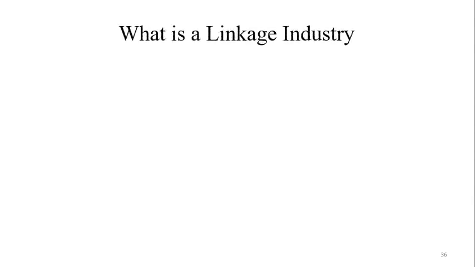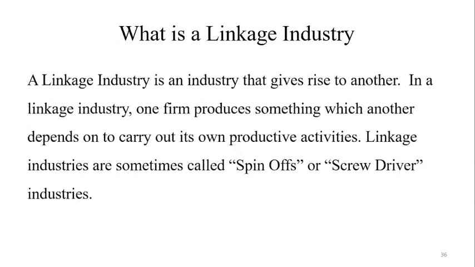And then we move on to another type of industry, which is what is called a linkage industry. From the word linkage, you're supposed to know that we're talking about a link, so a connection. And the word industry simply means business. So if you can look at the name and tell what this is talking about, linkage industry, it's basically businesses that are connected or linked to each other. Very good. So a linkage industry is an industry that gives rise to another. In a linkage industry, one firm produces something which another firm will depend on to carry out their productive activities. So linkage industries are sometimes called spin-offs or screwdriver industries.